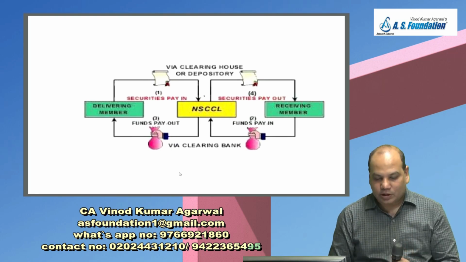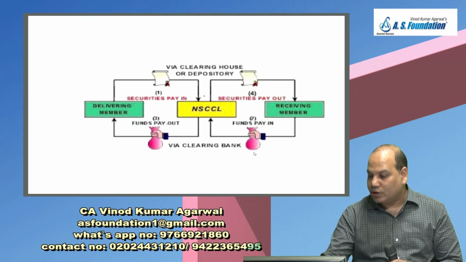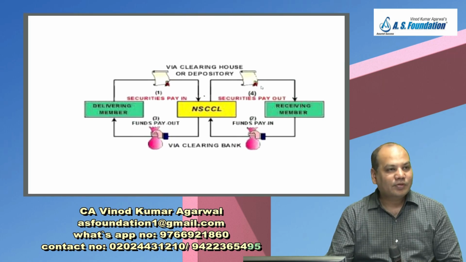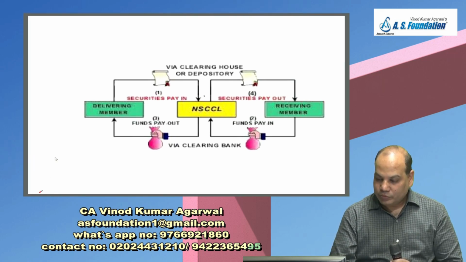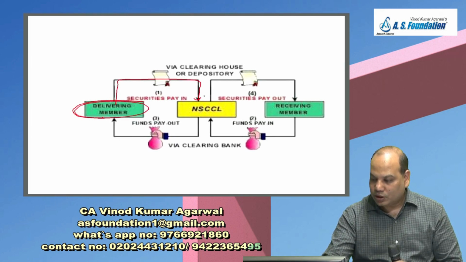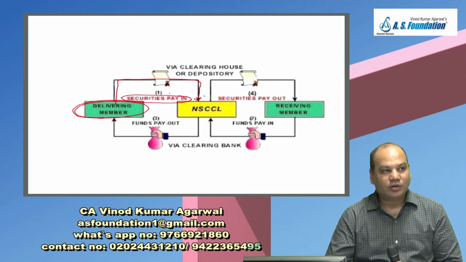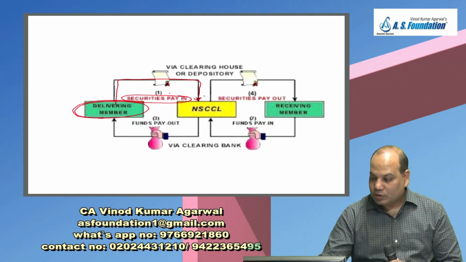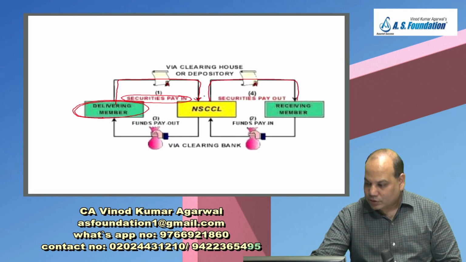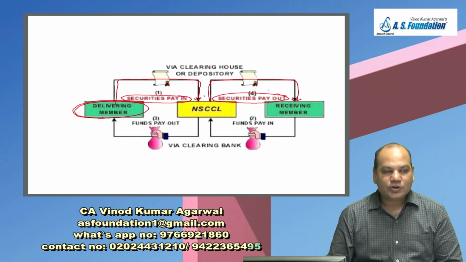Just a very simple diagram. You don't need to draw all these graphics. Money, money, share, share. Okay. The delivering member transfers shares to NSCCL. So this is called securities pay in. NSCCL transfers shares to the receiving member. That is called securities payout.